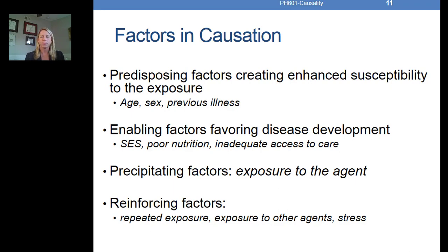Then the third type of factor is the precipitating factor, and this is where we have the actual exposure to the particular agent. That would be the precipitating factor. And then we have reinforcing factors, and this is the idea of some sort of repeated precipitating factor or exposure to other agents or stress.